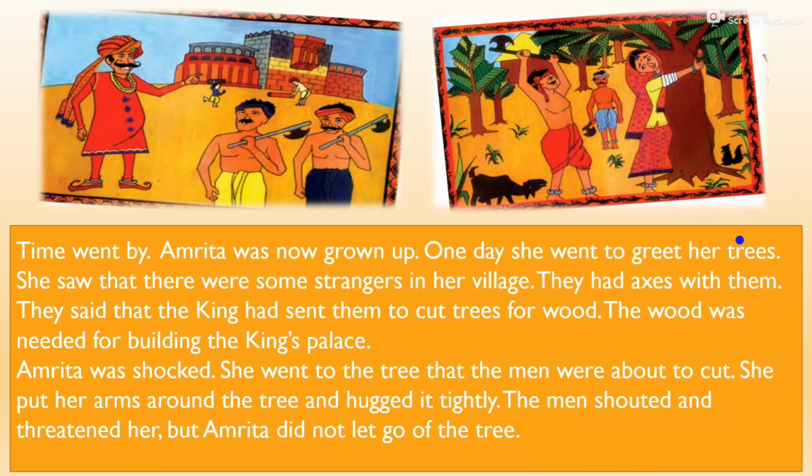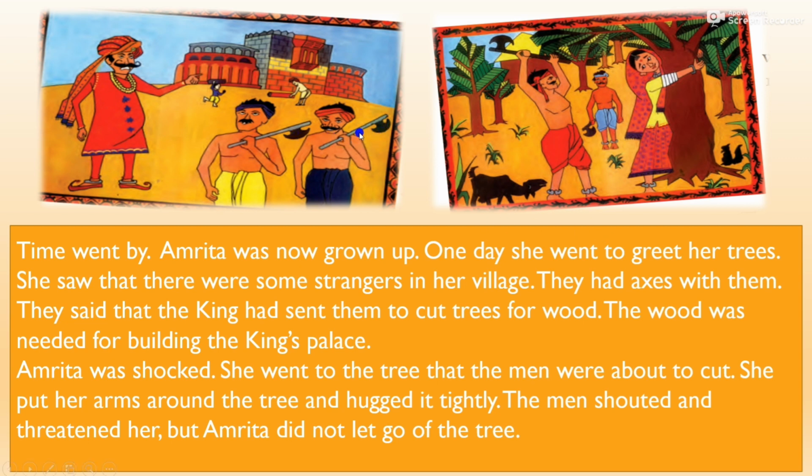One day, she went to greet her trees, her friends. Trees were her friends, so she went to greet her trees. One day, she saw that there were some strangers. Stranger means unknown persons, those we don't know. Strangers in a village, unknown persons. They had axes with them. You can see here in the picture they have axes.